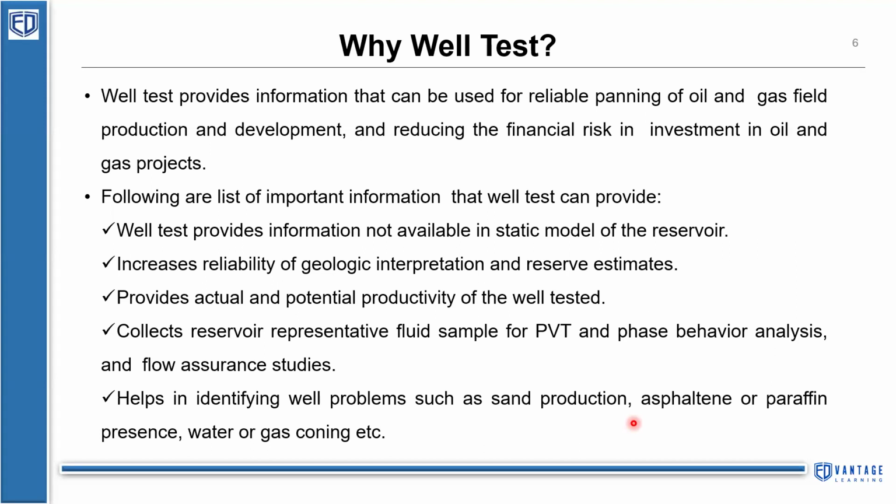This is a typical design workflow, because when we try to run in the gauge, the first step is to run dummy gauge. So this dummy gauge will try to tell us what is the obstruction in the well bore. So this dummy gauge that is running before the primary or the EMG, we can understand is there any obstruction in the tubing. So we can clear that out and then we can run in the main gauge. So it will help us in identifying the well problems such as sand production, asphaltene or paraffin presence, water or gas burning.